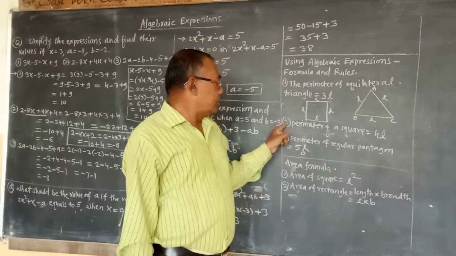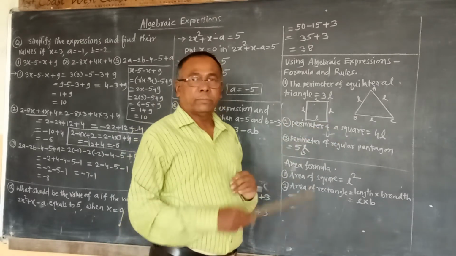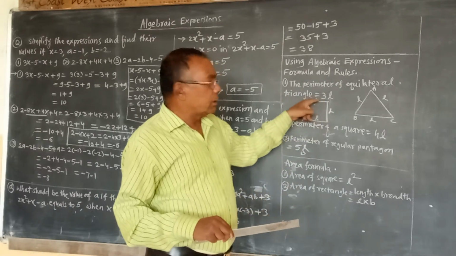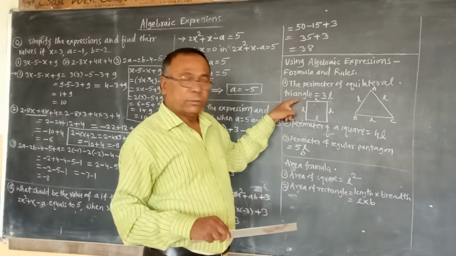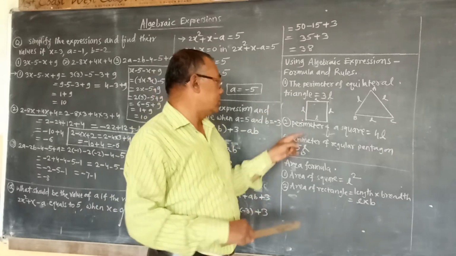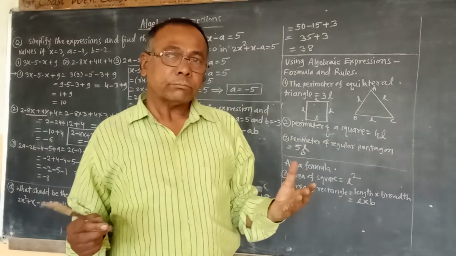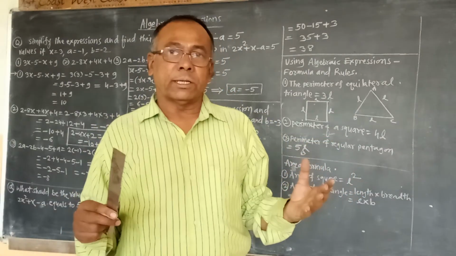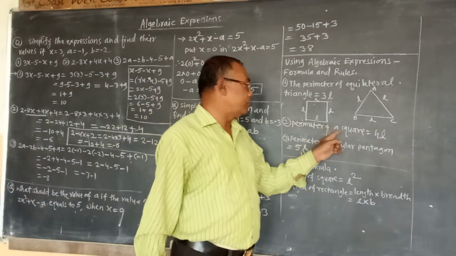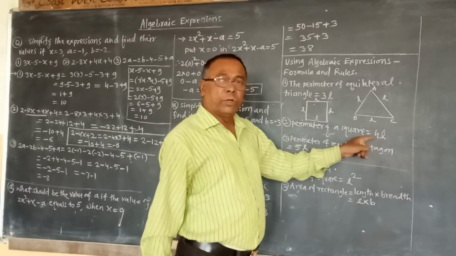Now the second formula is perimeter of a square. Here again this figure is a square having all the sides equal, because here square is a quadrilateral having all the sides equal. So here perimeter of a square is L plus L plus L plus L, that is equal to 4L.